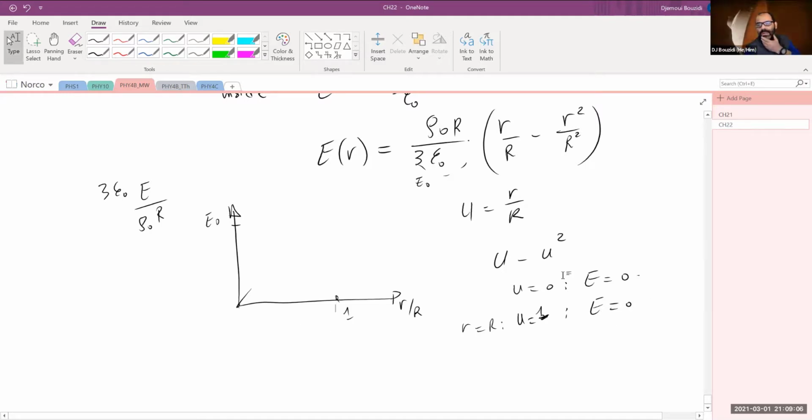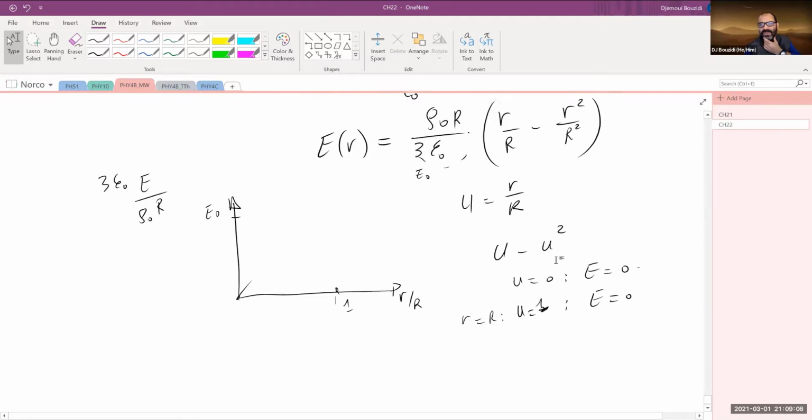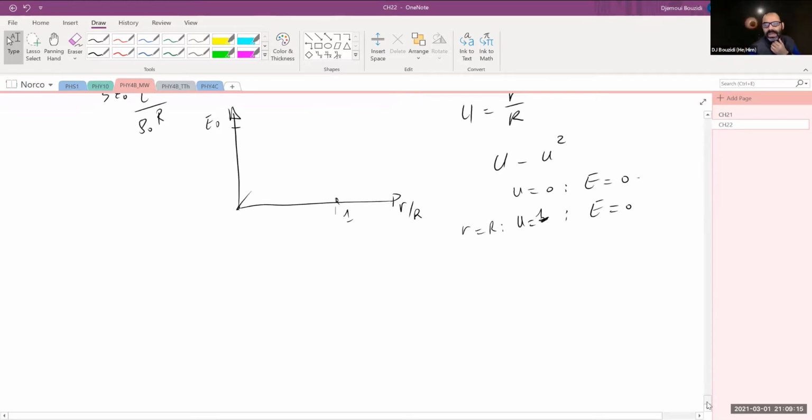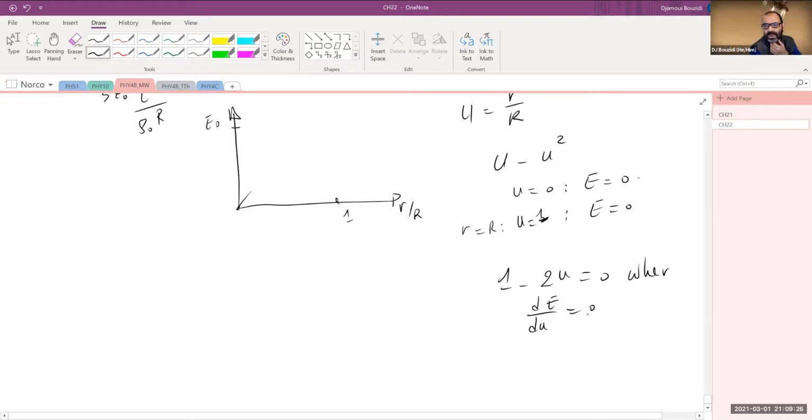Now, how is this function depending? I know the derivative of this function with respect to u vanishes at a maximum or a minimum. So what I do in this case is take the derivative with respect to u instead of with respect to r. So it's going to be 1 minus 2u equals 0. This is dE over du equals 0.